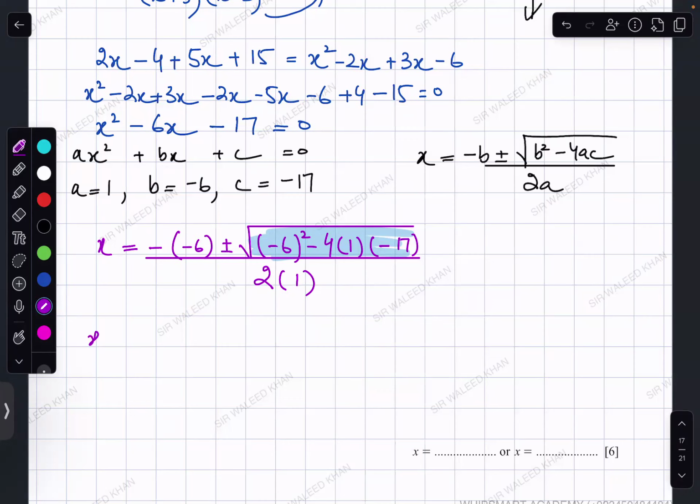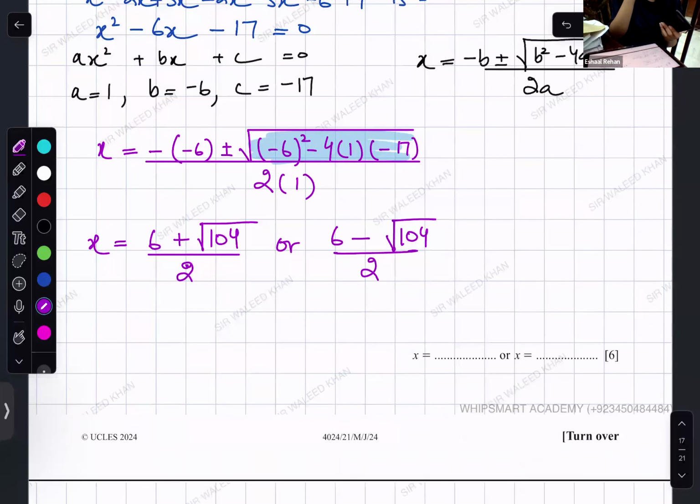So I can write it as x is equal to minus 1 times minus 6, so we have a positive 6, plus under root of 104 divided by 2, or 6 minus under root 104 by 2. 8.099 and negative 2.099. Okay, but tell me the answer.